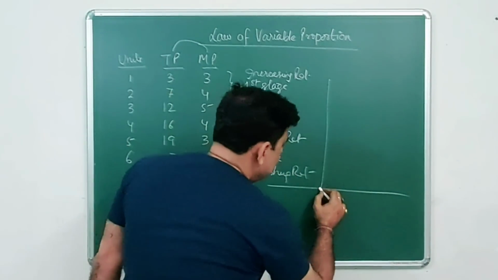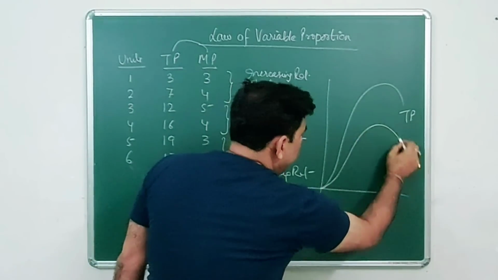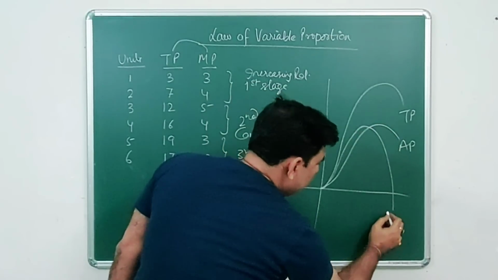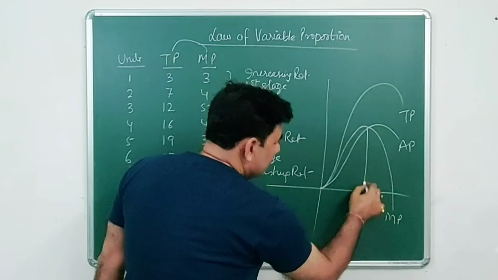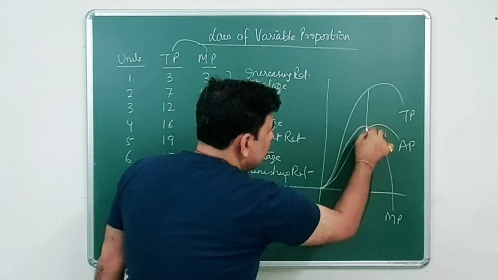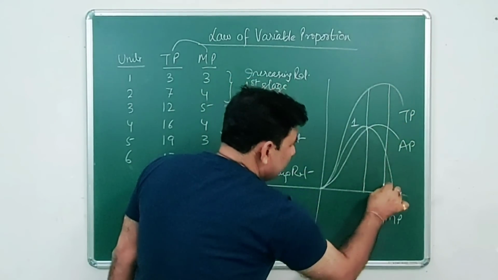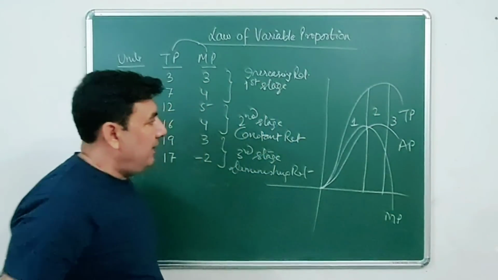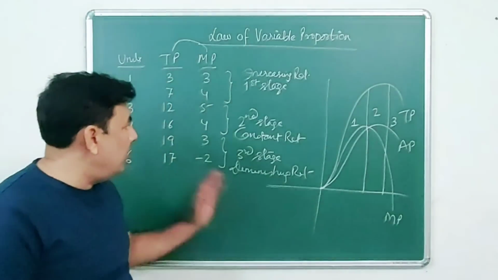Just now I told you that this is TP, and let's draw AP also, and MP will be something like this. So this is MP, right? So this stage is the increasing stage where the production increases. This is the first stage, and up to here is the second stage, and lastly, this is the third stage where the production increases with a diminishing rate. So this is how you have to explain.